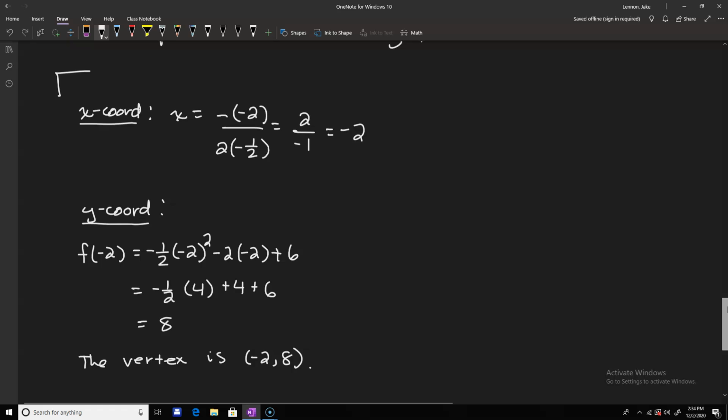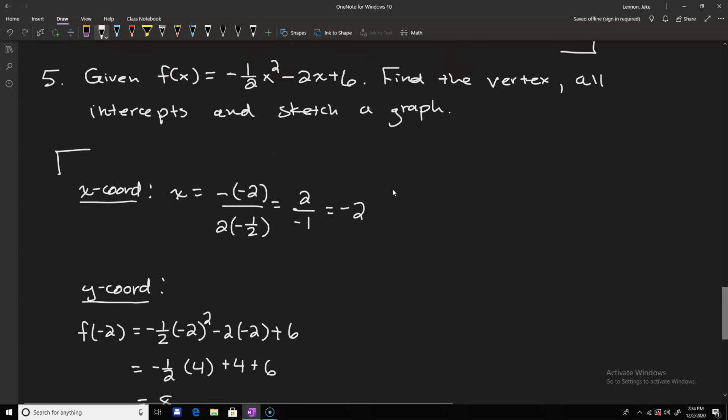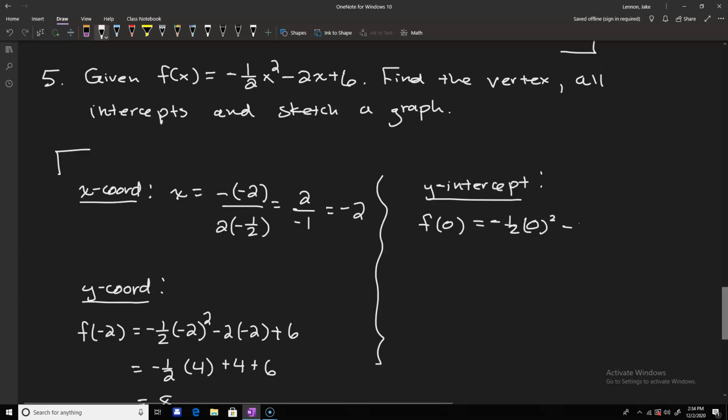Okay, so now we want to find the intercepts. So the easier of the two intercepts to find is going to be the y-intercept. The y-intercept we know occurs at just f of 0. So f of 0 here is just negative 1/2 times 0 squared minus 2 times 0 plus 6. So this just comes out to 6. So the y-intercept is 0, 6.